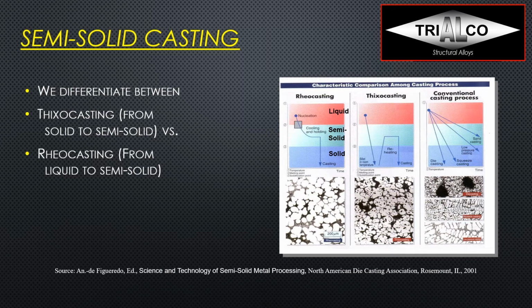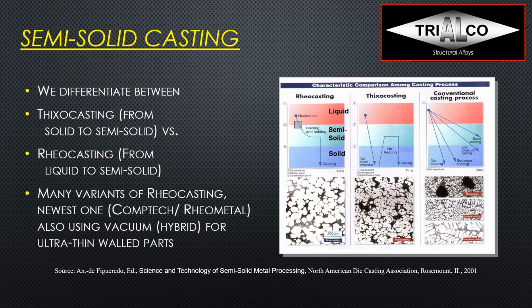Often vacuum in this case doesn't really help, since you inject the metal in a slow and controlled way, and mostly into thicker walls. But now, there's a new process from Comtech in Sweden, which combines Rio casting and high vacuum. This kind of hybrid allows you to cast ultra-thin wall parts that only have 0.4 millimeter wall thickness, but also thick sections. There are more and more combinations and variants of Rio casting.